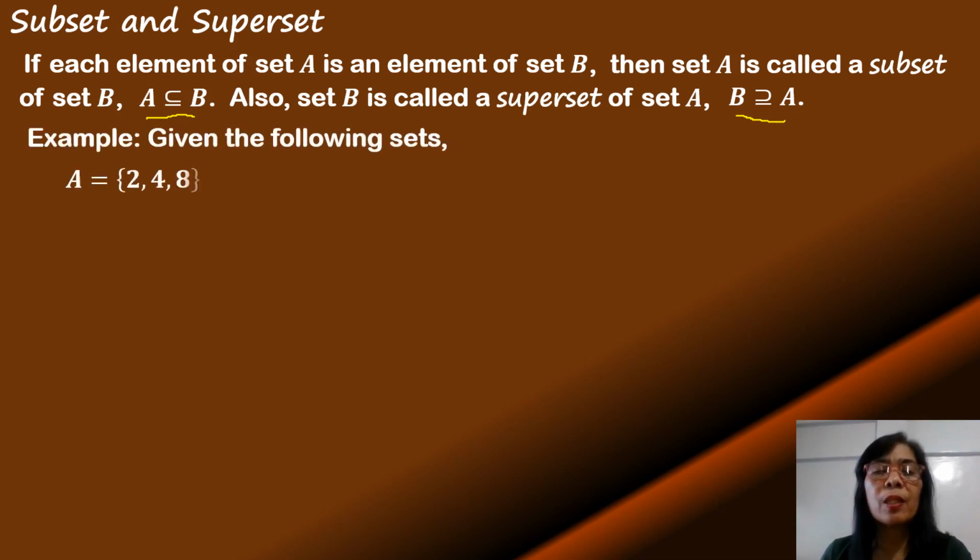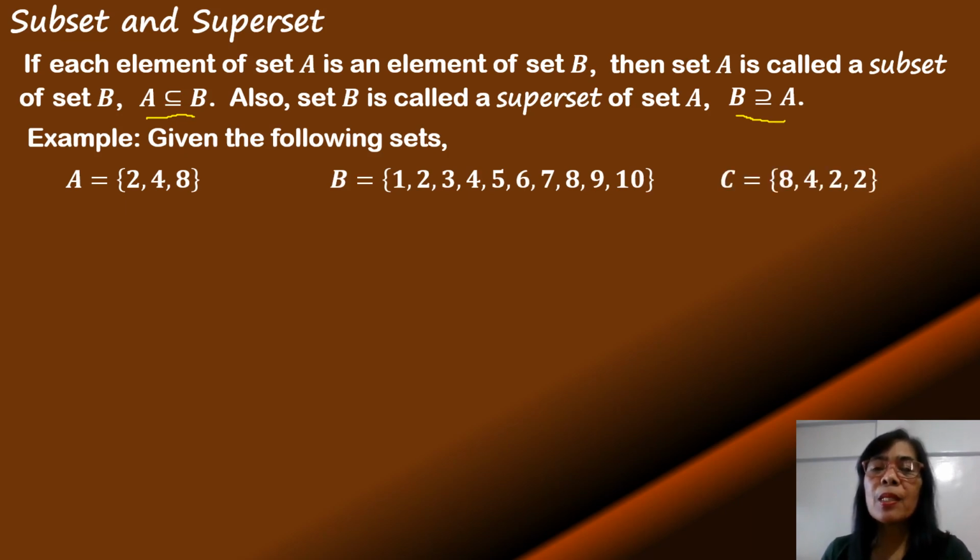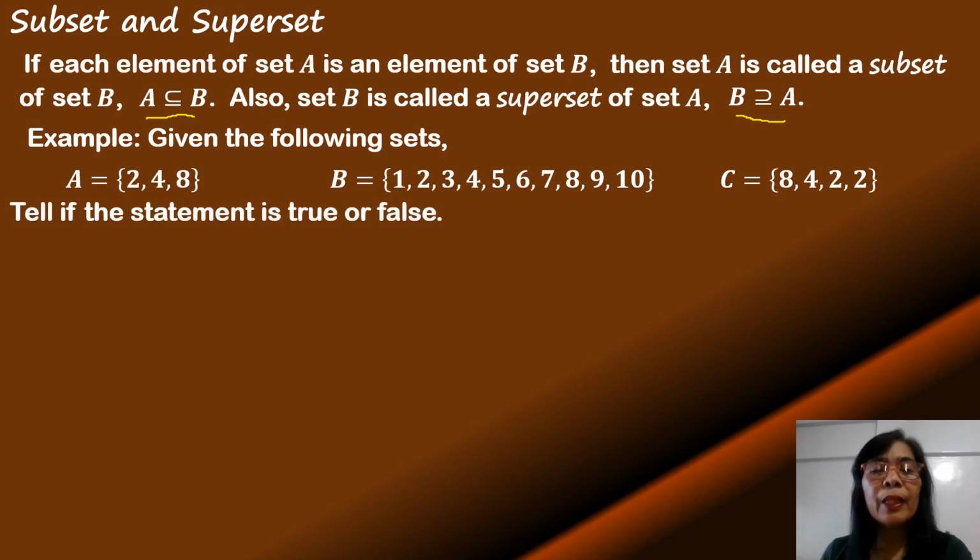Let us have these examples. A has elements 2, 4, and 8. B has elements, all the counting numbers, 1, 2, 3, 4, 5, 6, 7, 8, 9, 10. And C has elements 8, 4, 2, and 2. Tell if the statement is true or false. So the first statement is A is a subset of B.